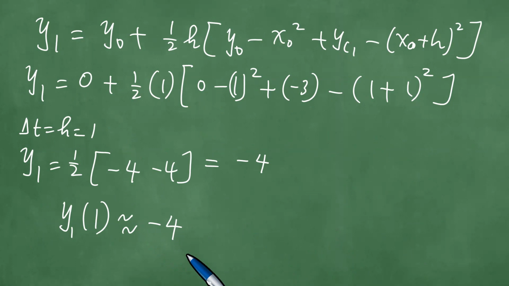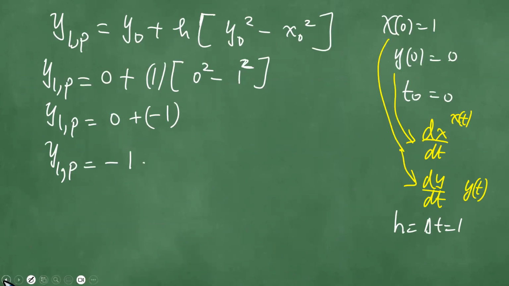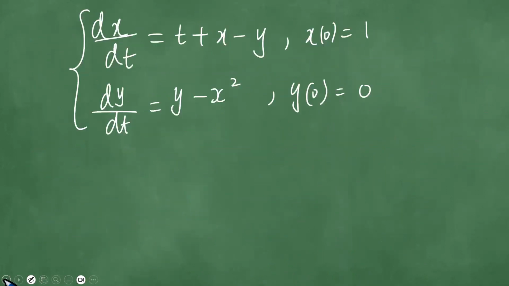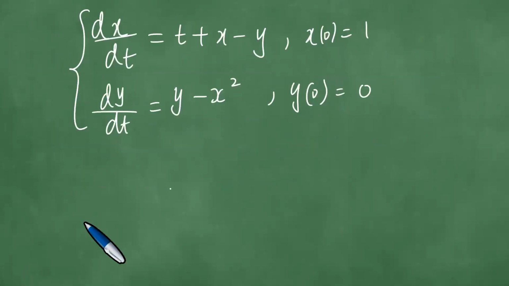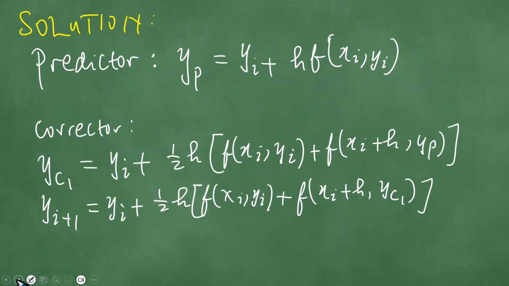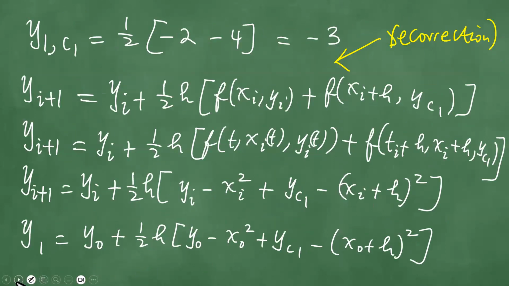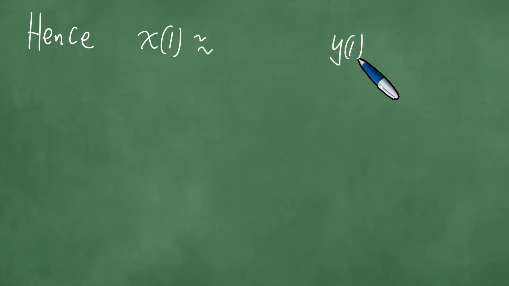Right. Now, what are the answers to this question? We've got the answers to this question in full, as it came in November. Use the modified Euler method with delta t equals 1, and with 1 correction and 1 recorrection per step, to find x1 and y(1) for the initial value problem, with x0 equals 1 and y0 equals 0. So we need to find two things, x1 and y1, and we've already got those. So we can get x1 is approximately something, and y1 is approximately something.